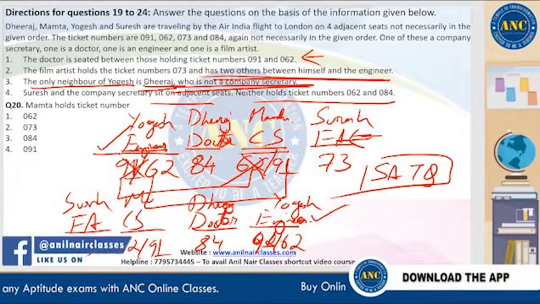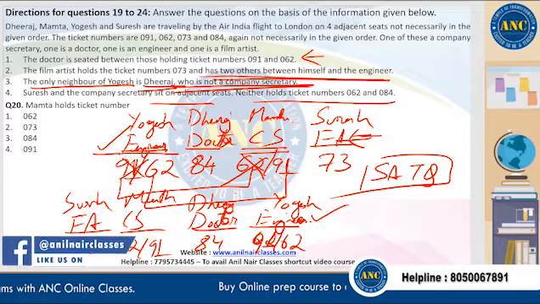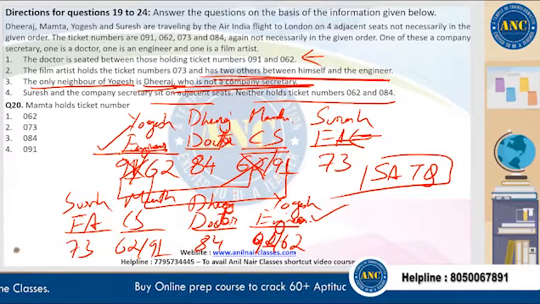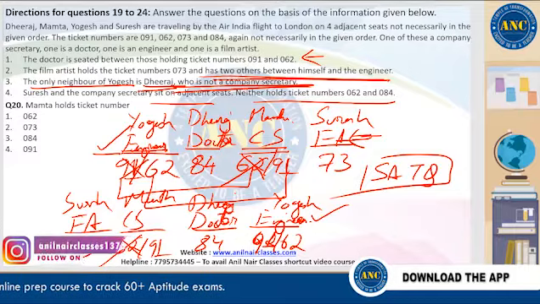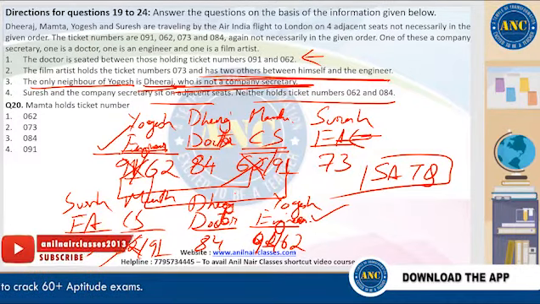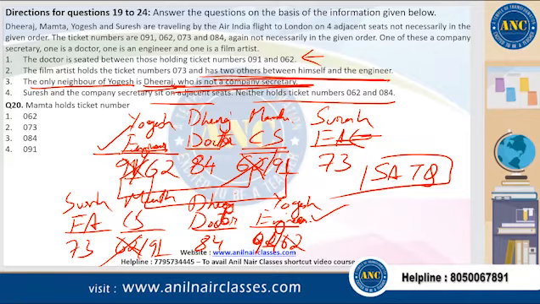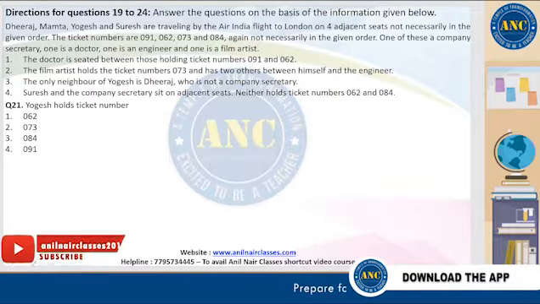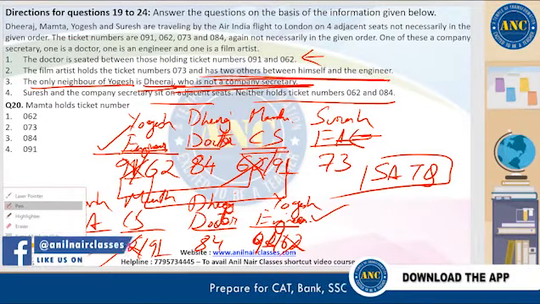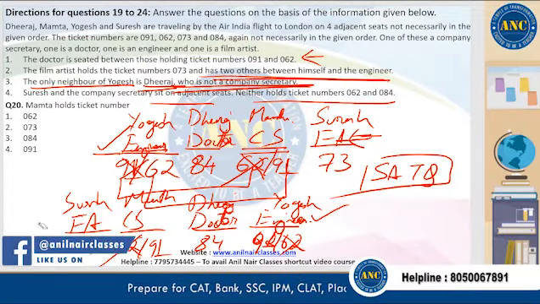Mamata is ticket number 91, because she's not allowed to hold ticket number 62 or 84. Automatically, the engineer, who is Yogesh, will hold ticket number 62. Are we okay? So you'll notice this part is not required in this question. The extra data, I will remove that part just to show you it's not required. You also notice the result is the same.